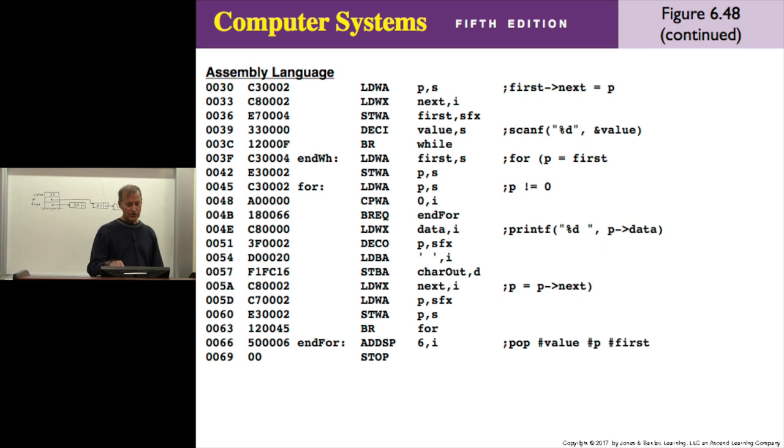It's load word accumulator P. So that's the right hand side of the assignment statement, and that's being put into the accumulator. Now how do you put it into the structure, into first arrow next? So you load word index register next, immediate addressing, that's on line 0033. Do you see that? And then store word accumulator first using SFX, stack deferred indexed addressing.